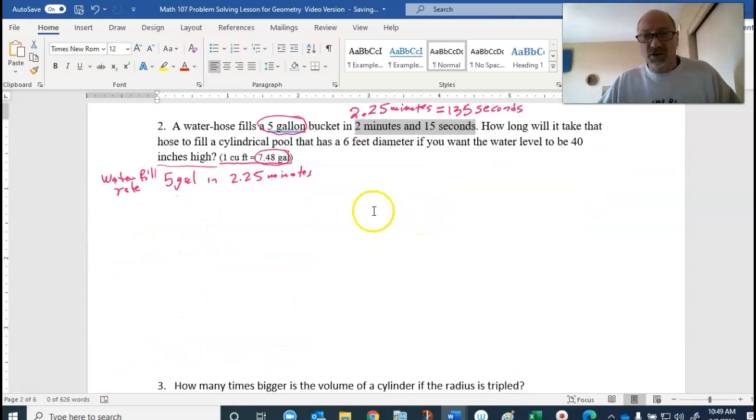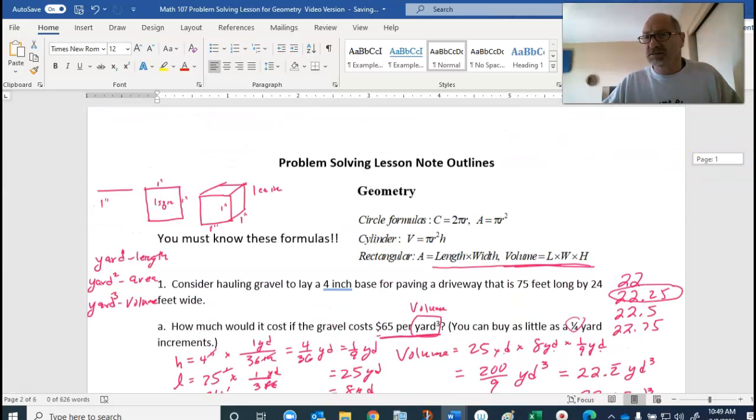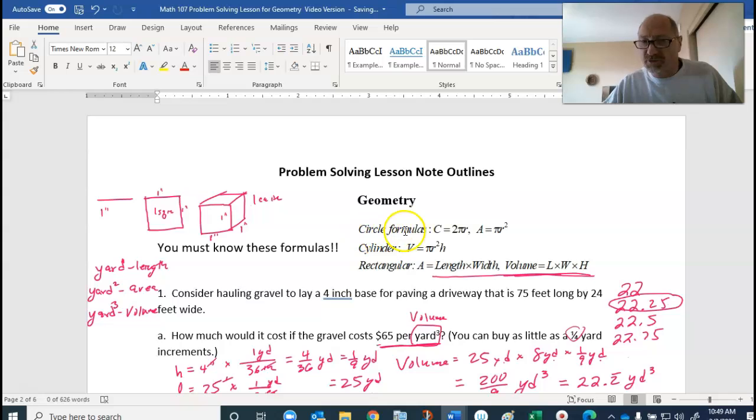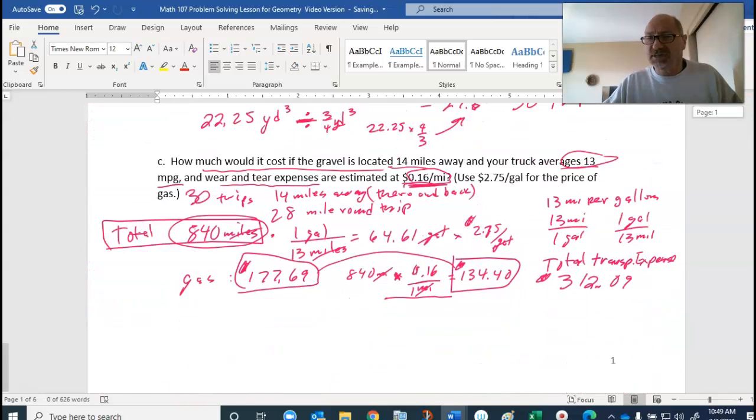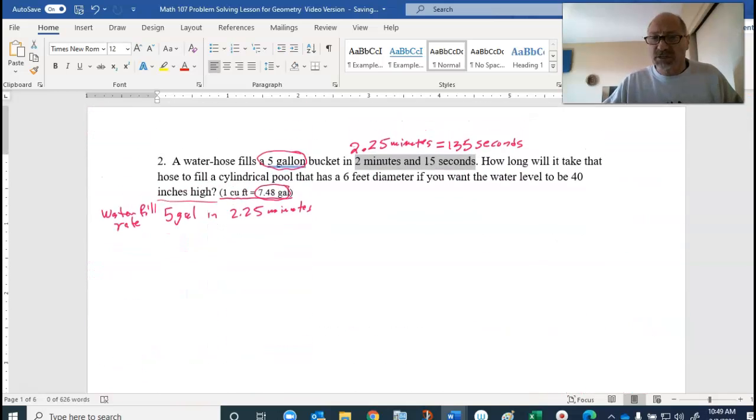Okay, so let's take this. This is a 6-foot diameter pool, and you need to know a couple of facts there. The circle formulas: C is circumference, equal to 2 pi r, and A is area. Area is equal to pi r squared. And then on a cylinder, the volume is pi r squared times the height. So this is a cylindrical pool, so I'm going to be using that formula for volume.